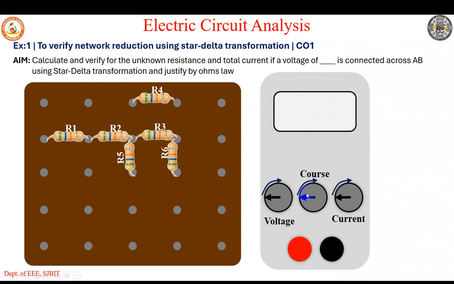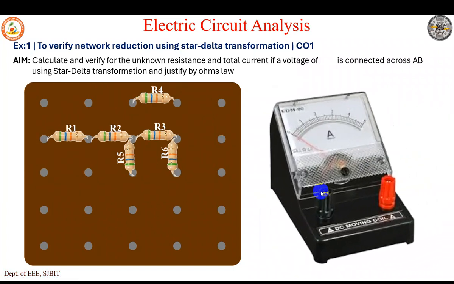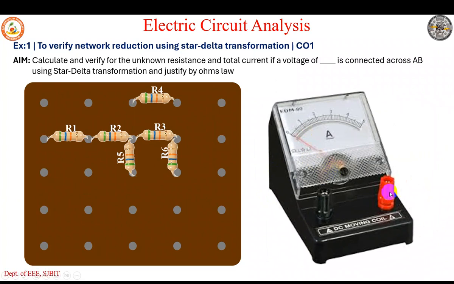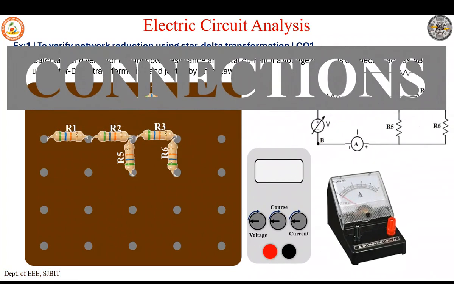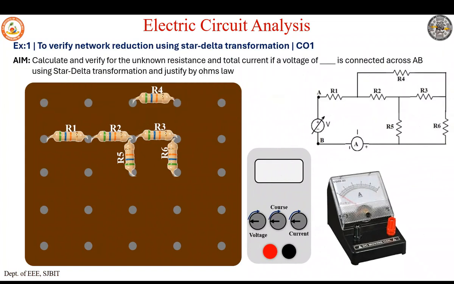This voltage coarse knob is to vary the voltage in terms of decimal points. If you need very minute variations, you can use the fine knob for fine tuning. So we use this voltage knob to vary the voltage. And this is the DC ammeter, where red indicates positive and black indicates negative. So let's see how we connect all these: your voltage source, ammeter, and resistance.